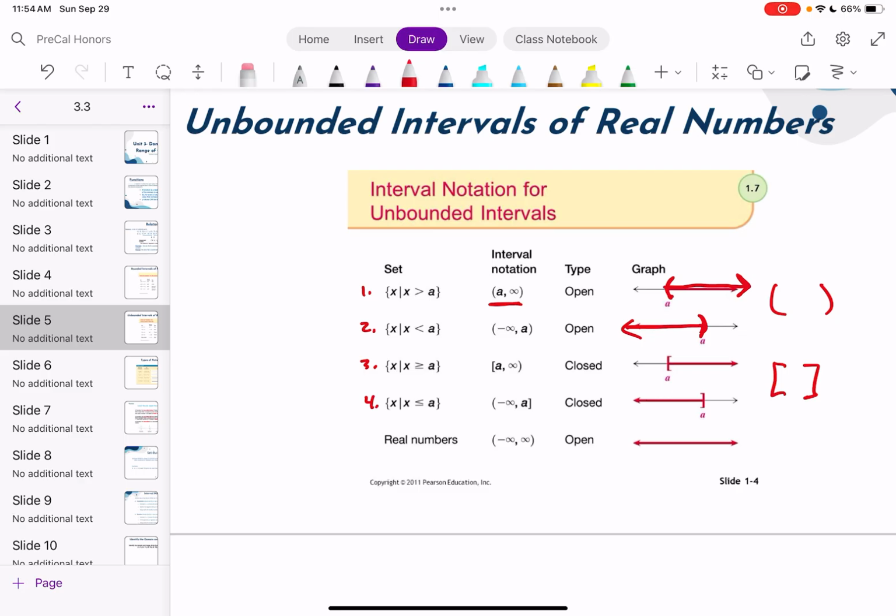When we speak of all real numbers, which is example 5, because we are going from negative infinity to a positive infinity, it will be open because there's an arrow going in both directions, and because we are working with parentheses in this case. Let's go ahead and take a look at slide 6.